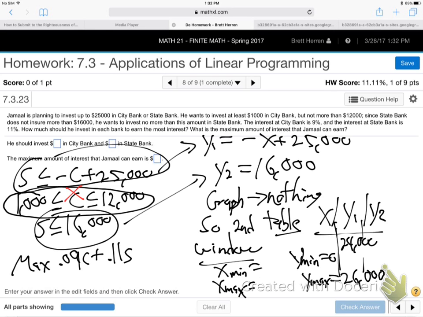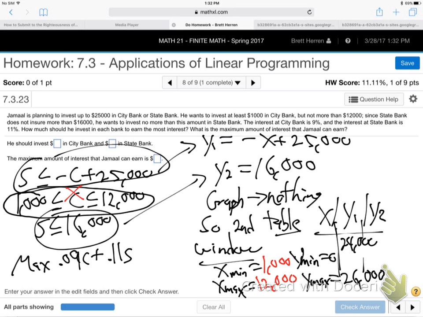This is X. Remember, C is X? So that's basically saying, look, X starts at 1,000 and goes to 12,000. That's all the X values you're allowed to work with. Just make your X min 1,000, your X max 12,000, and that'll be the boundaries of the window, the boundaries for X. So do that for your window. X is 1,000 to 12,000. And graph. There it is. Is that good?